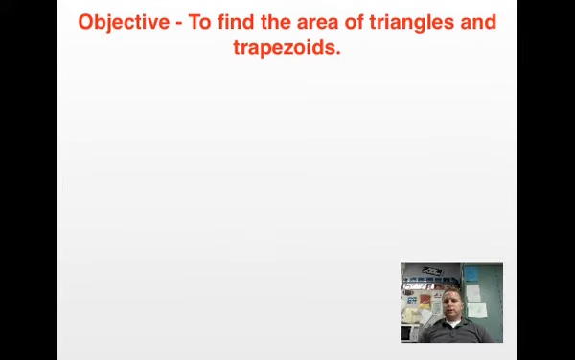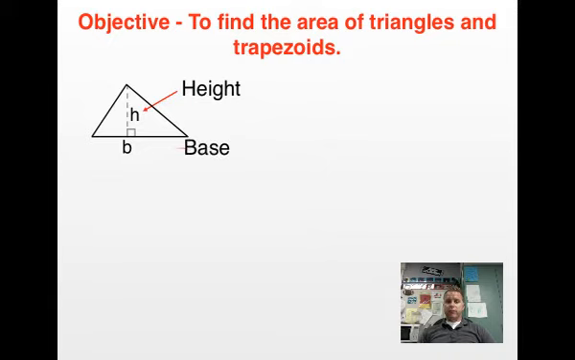So our objective today is to find the area of triangles, and we're going to deal with trapezoids in the next lesson. For a triangle, you need to know that the height will be based on a right angle, and then you have your base. Again, similar to the rectangles and the parallelograms, you're going to be looking for that right angle, and that's going to be connected to the height and the base.